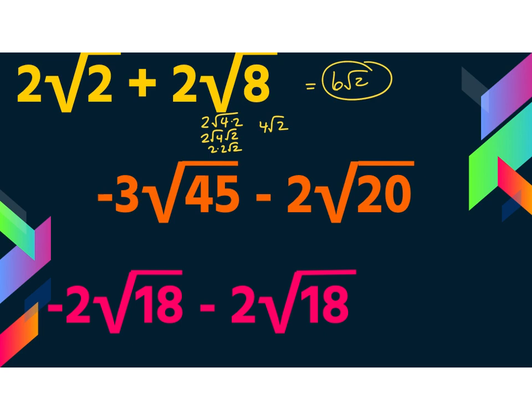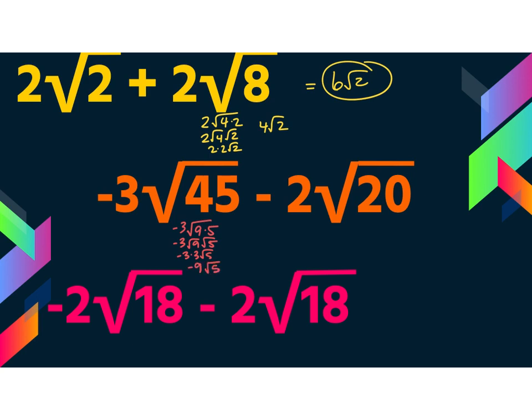On this next one, I have the square root of 45 and I have the square root of 20. As I look at this, I realize I'm going to need to try to simplify them both. So let's start with the square root of 45. I know that I can break 45 up into 9 times 5. I want to make sure I bring that -3 down. So we have -3 square roots of 9, square roots of 5. Square root of 9 is 3, so -3 times 3, square root of 5. -3 times 3 is -9, square roots of 5.